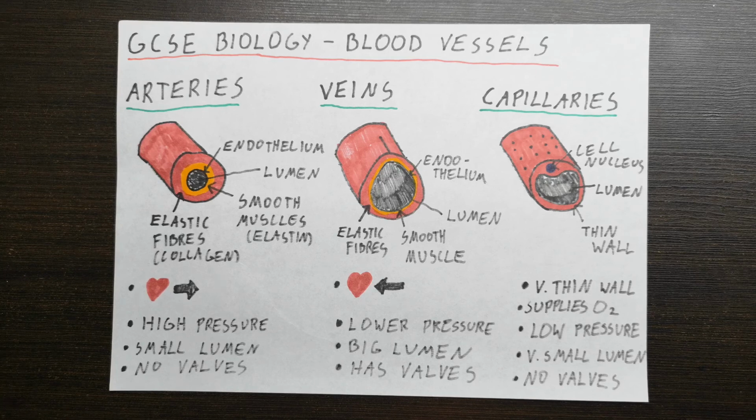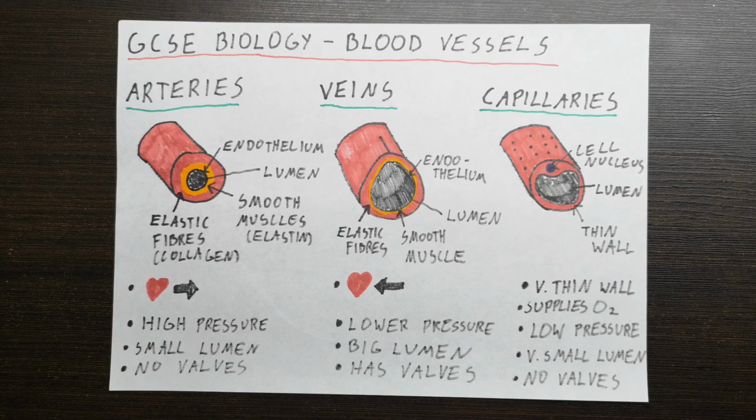Now, arteries consist of elastic fibers, like I said. They consist of smooth muscle layer, like I said. They consist of endothelium, which is the inner wall of the artery, and they consist of lumen, which is essentially the hole. Now, the interesting thing about the lumen is that it's small. It's relatively small. Why is that?